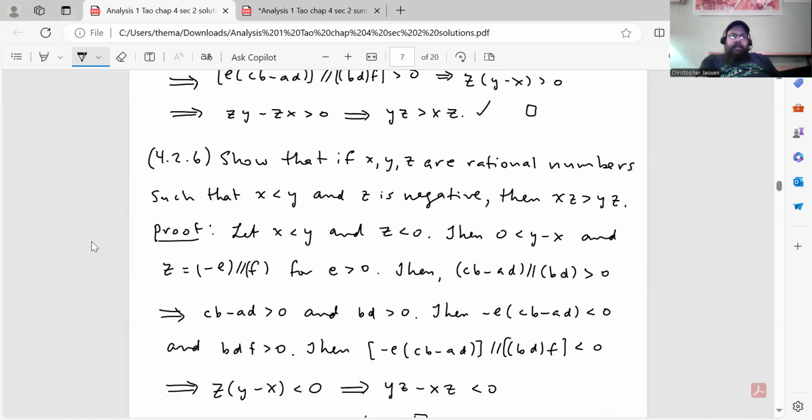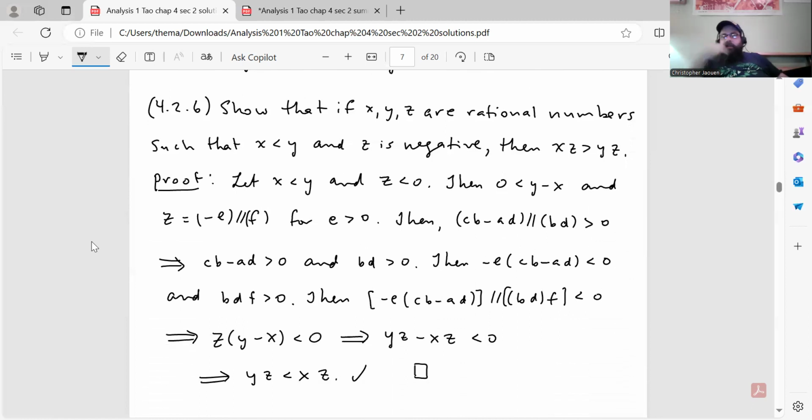Okay, and then this is the last problem here. It's a kind of short exercise set, and then we can move on to the next section in the book. So question 4.2.6 says show that if x, y, z are rational numbers such that x is less than y and z is negative, then xz is greater than yz.